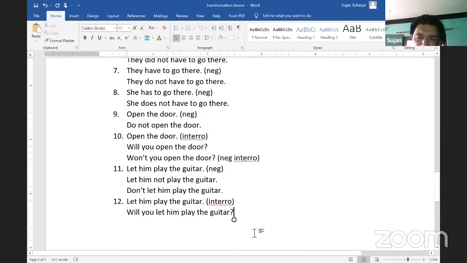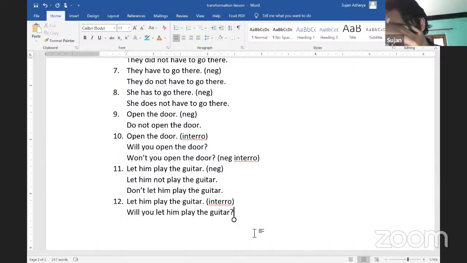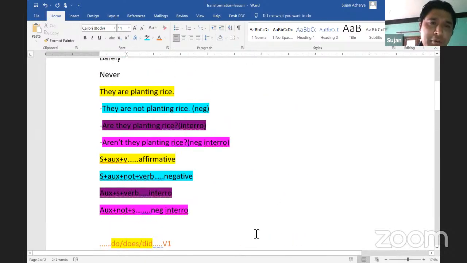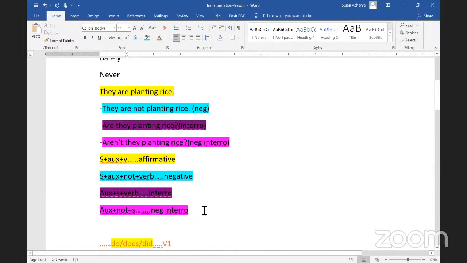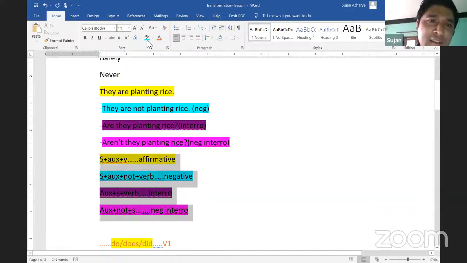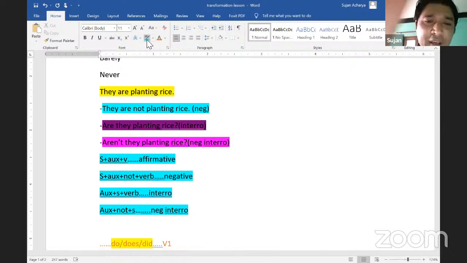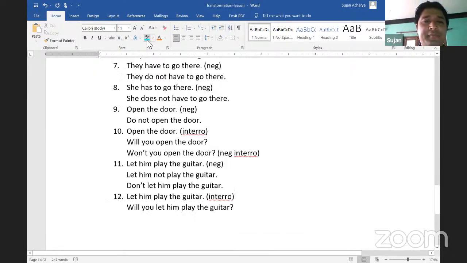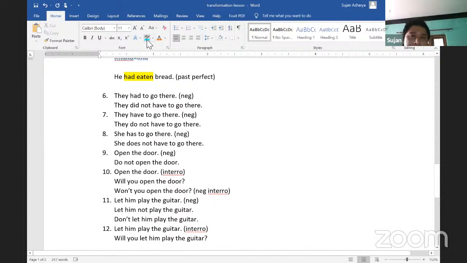Now, when revising the sentence transformation section, don't revise the rules. Don't go for the rules like we have done here. See here. Don't go for these. Don't go for the formulas and all these things, but revise the sentences that you have practiced. Yes, sir.